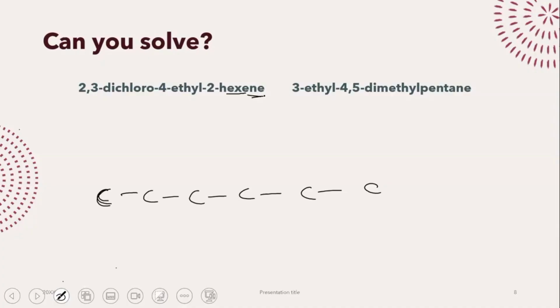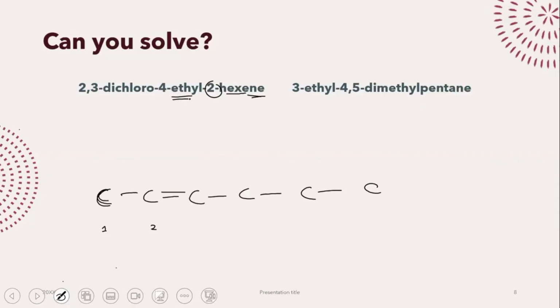Now we need to put a double bond. Where do I put the double bond? Do you see how it says 2? The 2 means that we have to put a double bond on carbon atom number 2. Now it's up to you guys. You can either choose the left side or the right side to count. I'm going to count from the left side. So this is carbon atom number 1 and this is 2. So this is where the double bond will be, on carbon atom number 2.